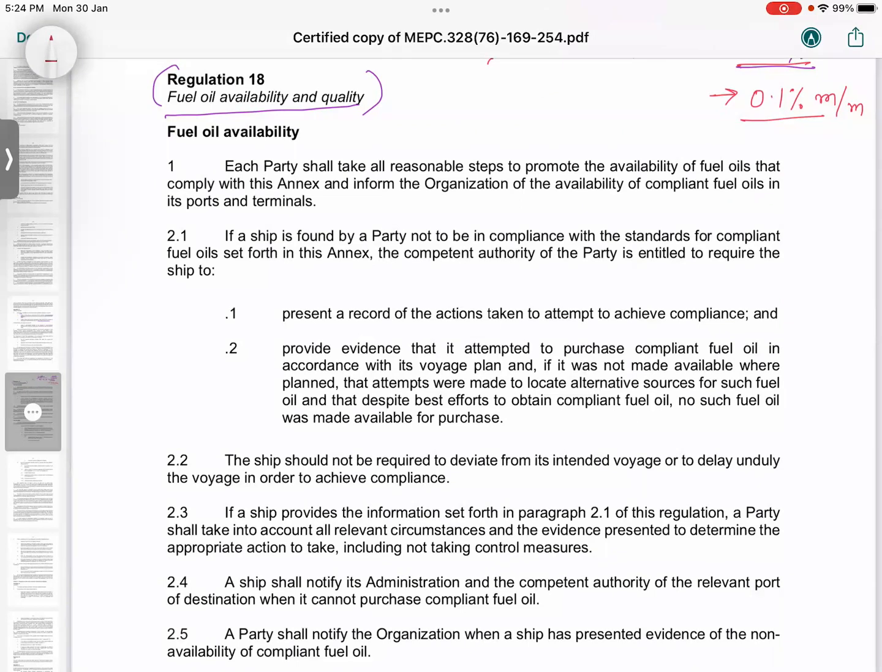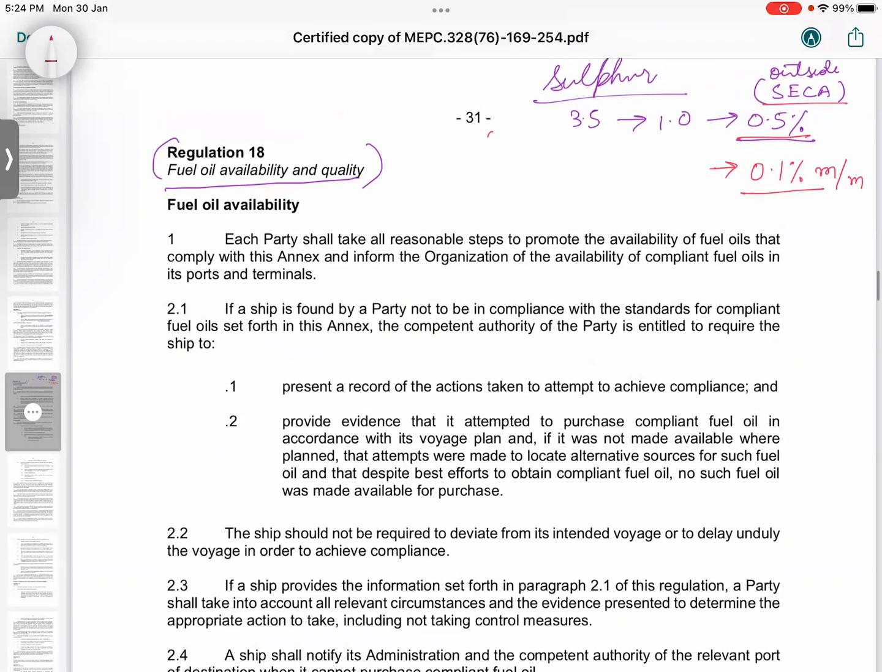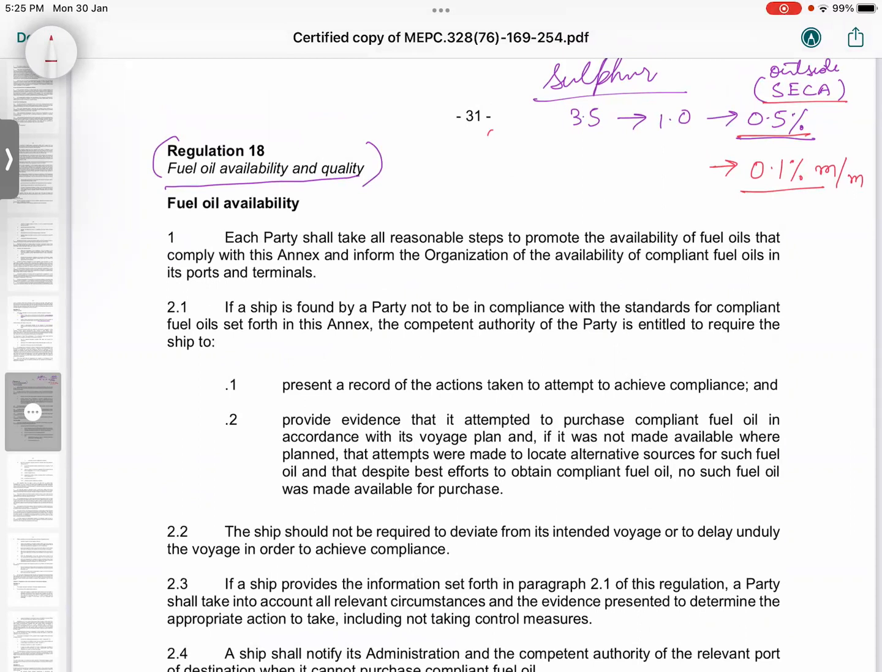But now there is also a rule. You might have read before, that ship should not change his voyage. जो उसका route था उसको change नहीं करना है. When we were talking about the sulfur, to just achieve the compliance, right? Suppose आपको you did not get the compliant fuel. Suppose you tried your best but you were not able to receive the fuel, right? So what will be your actions? What you will do? This is where your FONAR. That is FONAR, right? FONAR stands for fuel oil non-availability report.